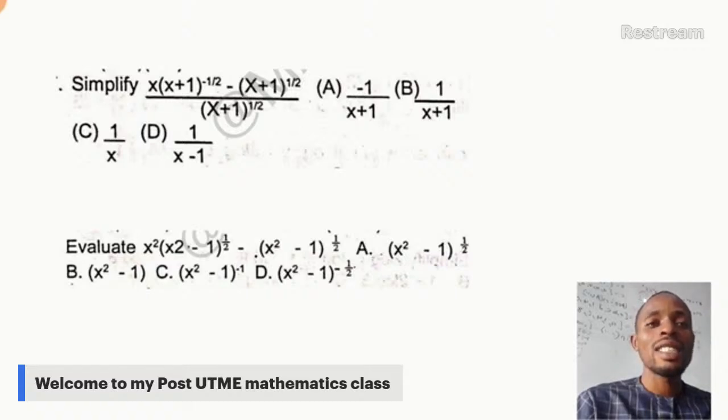Okay guys, let's dive into it. The first question I picked from the past question of the University of Lagos, that is UNILAG, and the second question is from the University of Benin, UNIBEN. These questions are almost similar. So if you understand any one of these questions, you are free to solve any question under this. If you see a question like this, it won't be difficult for you to solve.